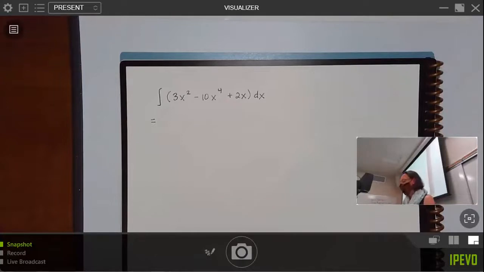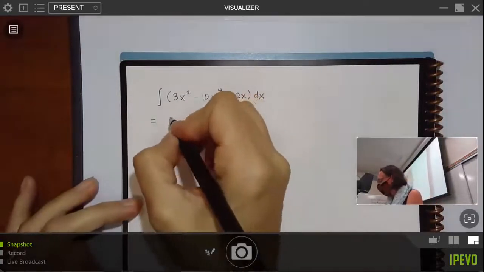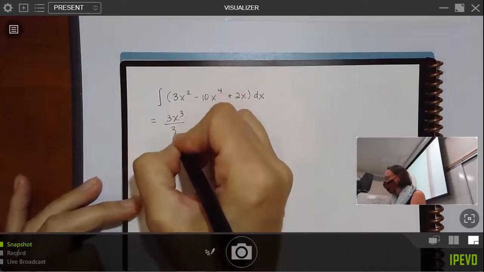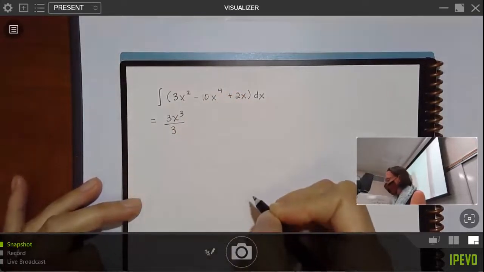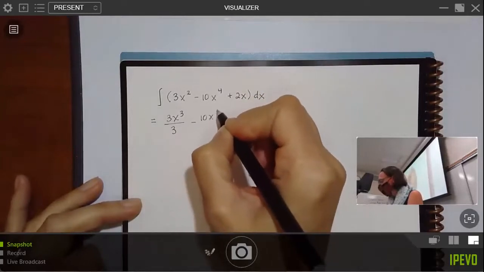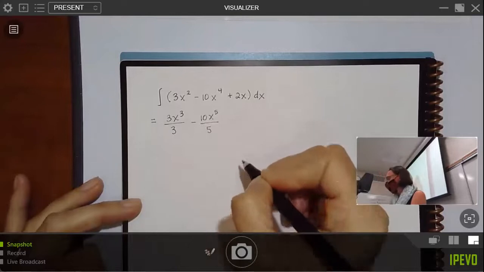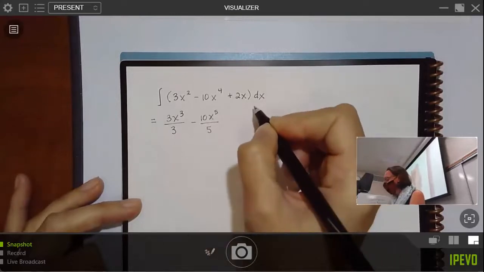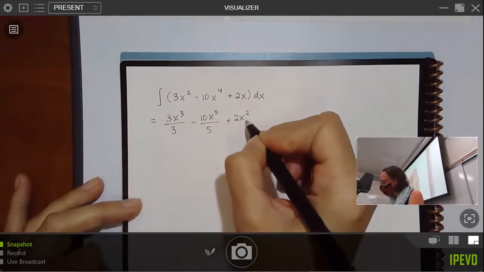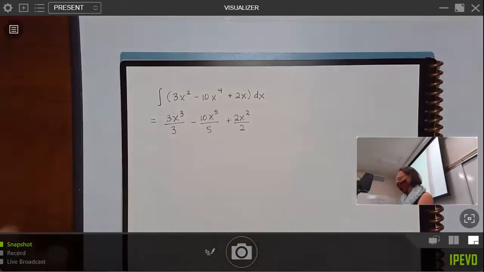So when I look at this, I've got 3x squared. So I'm going to add 1 to the exponent and divide by the new exponent. 10x to the 4th, I'm going to add 1 to the exponent, divide by the new exponent. 2x, that's an invisible exponent of 1, but I'm going to add 1 to the exponent, divide by the new exponent.